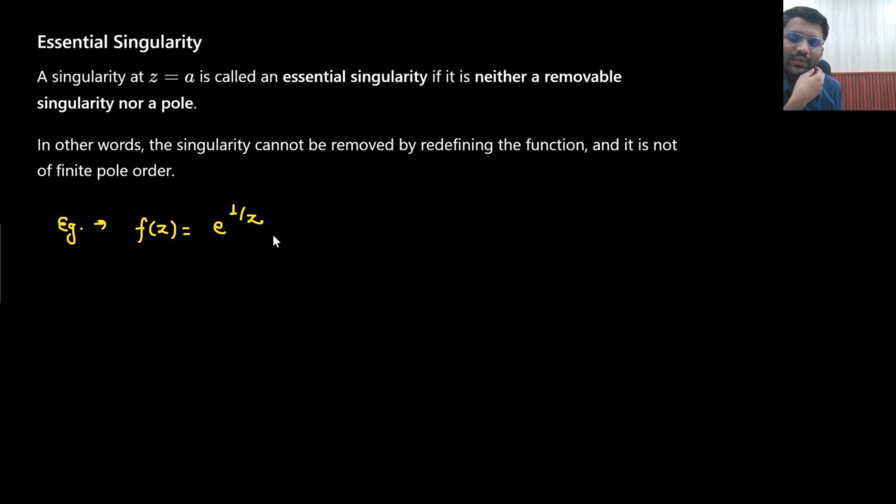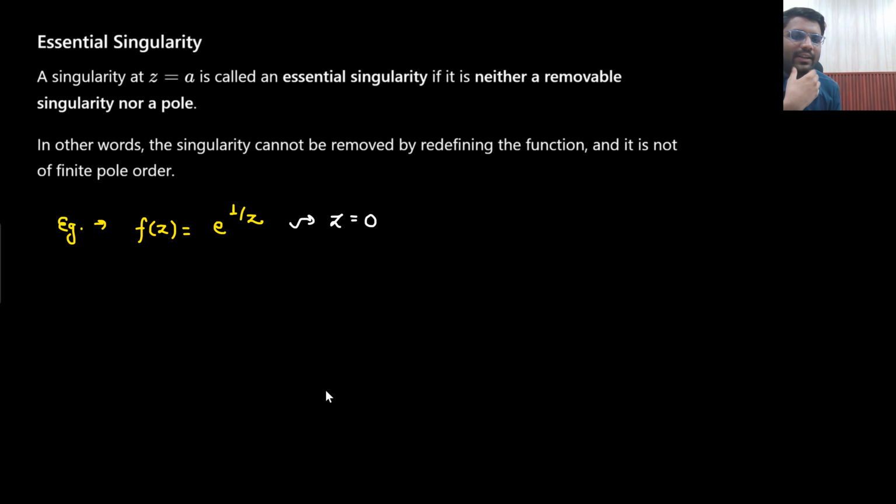If you see this function e to the power 1 by z, you already know that there is a problem at z equals 0. Because if I put z equals 0 here, it will become e to the power infinity. So yes, there is a problem at z equals 0 for sure. This is what you have seen by observation.